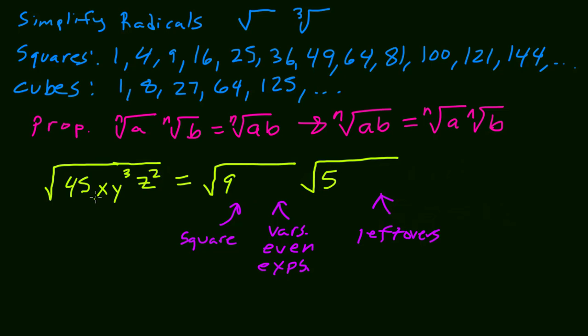Now I go to the variables. What about the x? Well, x doesn't have an even exponent. It's just got one of them. To put it out here, I have to be able to pair it up with something, so the x is left over. It has to stay under the radical.